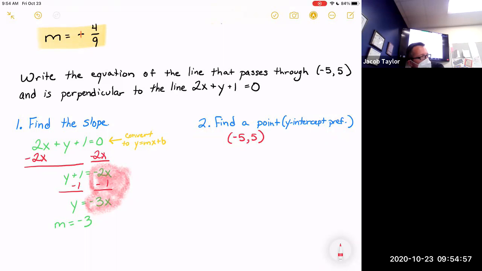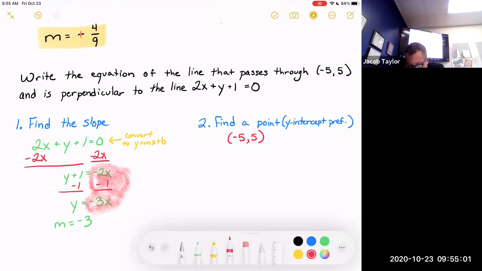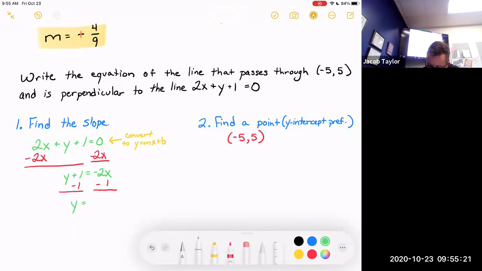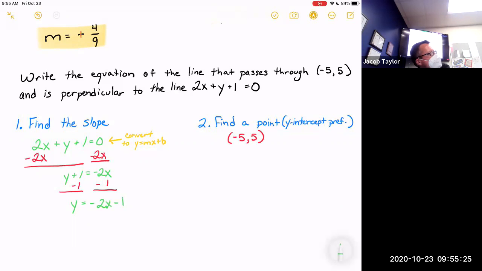Let me ask you this question. Can I combine something with an x and something without an x? You have to divide it? No, I'm subtracting it. But can I combine something with a variable? Julian's shaking his head no, and you're right. That's my mistake. It's not negative 3x. I can't combine those at all. I have to leave them separate. Negative 2x minus 1.